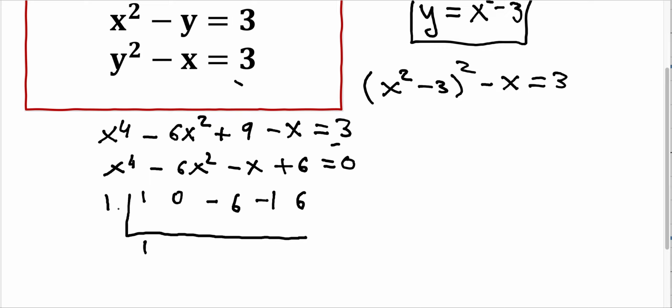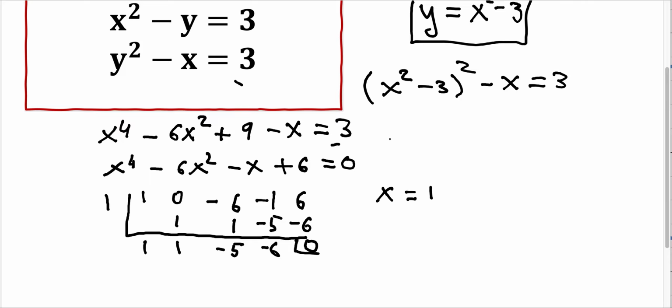I'm dropping 1 here. 1 times 1 is 1. 0 plus 1 is 1. 1 times 1 is 1. Minus 6 plus 1 is minus 5. 1 times minus 5 is minus 5. Minus 1 minus 5 is minus 6. 1 times minus 6 is minus 6. And this is 0. So we already see one of the solutions of this equation here is x is equal to 1. Okay, x is equal to 1.